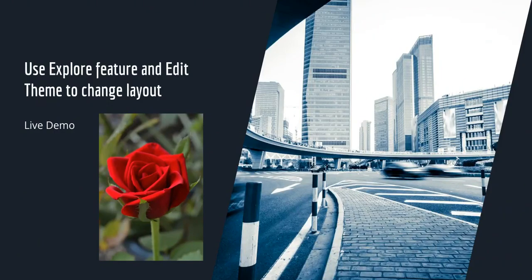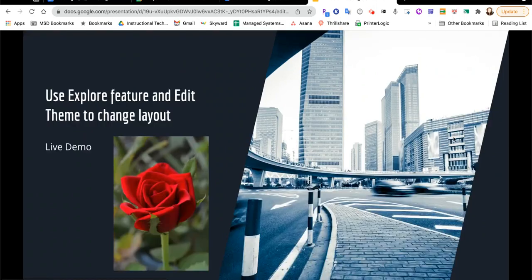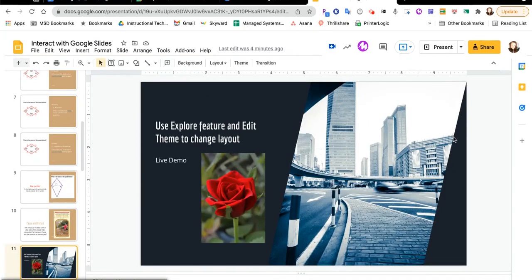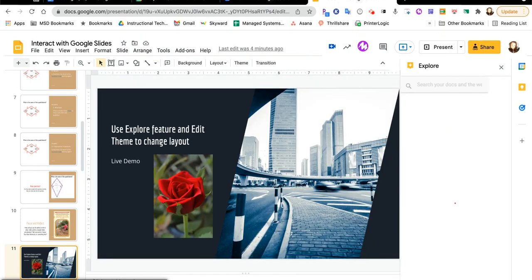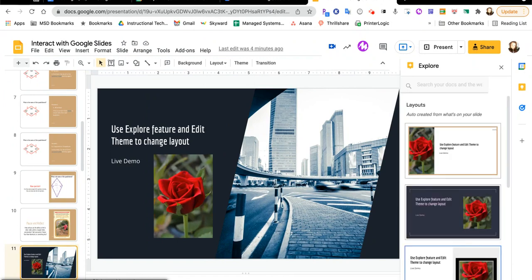All right, so I am going to launch into using the Explore feature. I've already kind of used it here. I'm going to show you exactly how I changed up the layout of my PowerPoint, how I imported a picture of a rose here. So your Explore button, sometimes it shows up in yellow, but it is this little square with a little star in it.